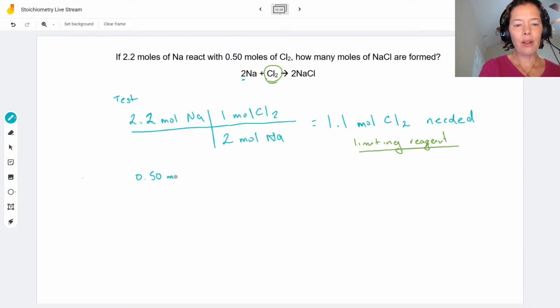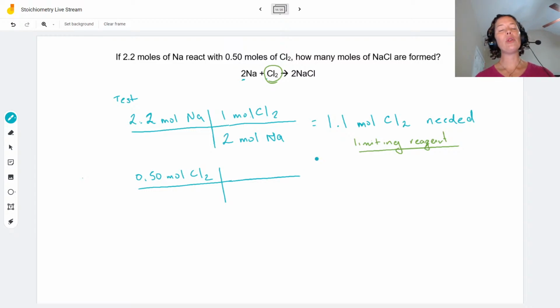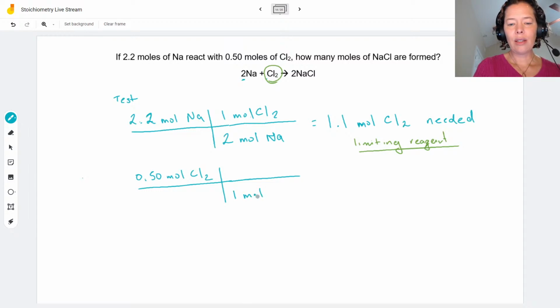0.5 moles of chlorine. Again, this is my test. If I'm going to use all of my chlorine, how much sodium would I need? I just use the mole ratio for this. So in this case, I want my moles of chlorine to cancel. I'm trying to predict moles of sodium. That is an N. And of course, this time I am multiplying by 2. So this is 1.0 moles of sodium.